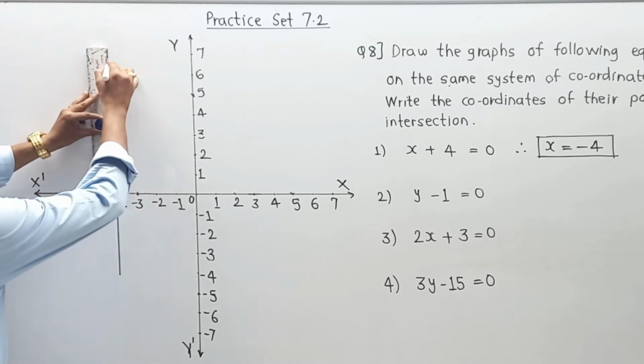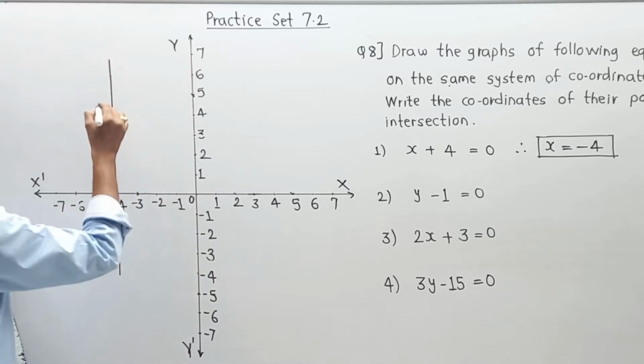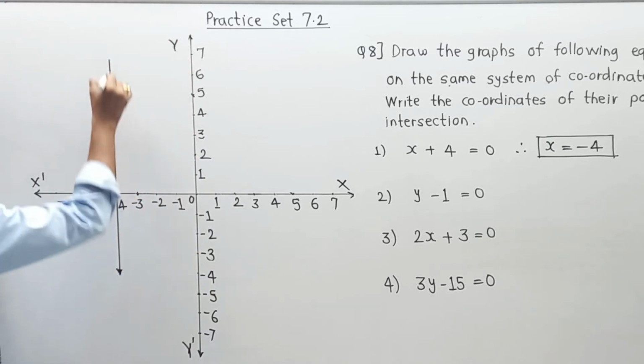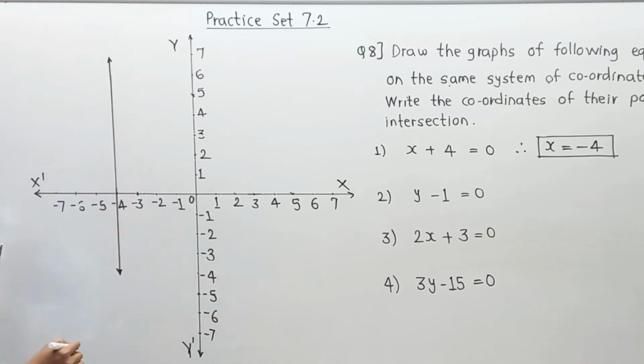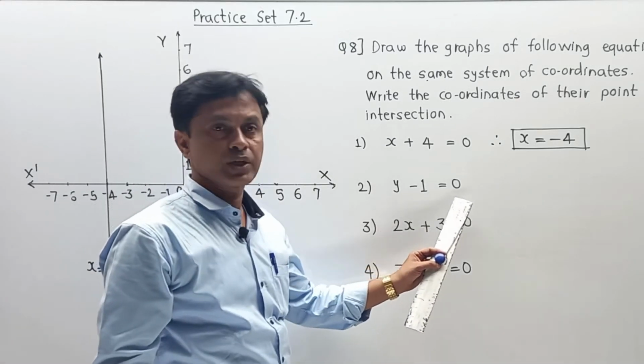Naturally, this line is parallel to the y-axis, and the equation of the line is x equal to minus 4. Or you can also simply say that x plus 4 equals 0. Now, the second equation of a line: y minus 1 equals 0.